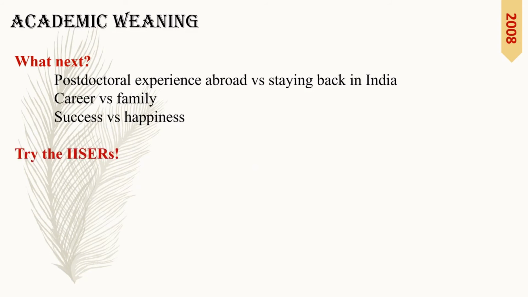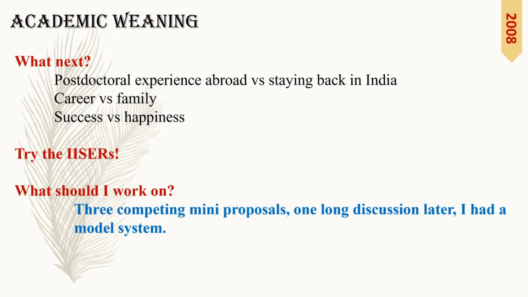And again, RG came to the rescue and suggested, why don't you try applying to the IISERs, because these are new institutes. At that time, there were only IISER Kolkata and IISER Pune, and they are hiring a lot of young people. Great, why not? But then what should I work on as an independent investigator if I apply to IISERs? I will need a work proposal. I came up with 3 mini proposals and I put them on RG's table and I asked for comments. So after working on 3 mini proposals and having a long discussion with RG, I finally had my model system.